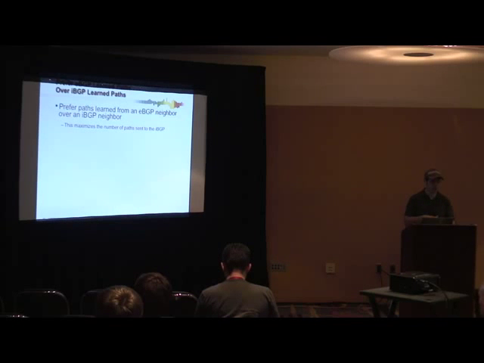So the next thing is prefer eBGP learned paths over iBGP learned paths. Here the idea is if you're learning the route from eBGP and you're also learning it from your own network via iBGP, and both routes are equally as good, prefer the eBGP one, because that will cause you to send a route update to the iBGP, so that way the network gets to see more possible paths.